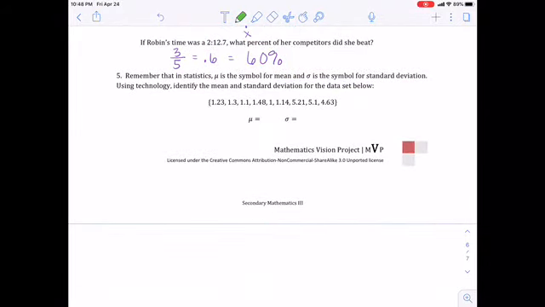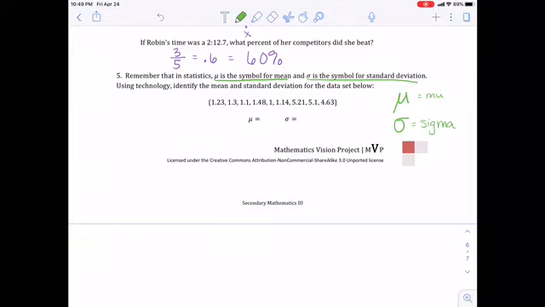On this last question, problem 5, it says, remember that in statistics, mu is the symbol for mean, and sigma is the symbol for standard deviation. So remember that this is called mu, and it's our mean, and this guy right here is called sigma, and he is our standard deviation. It says, using technology, identify the mean and standard deviation for the data set below.